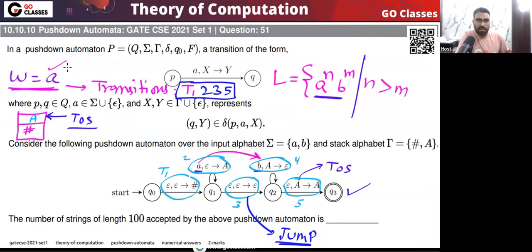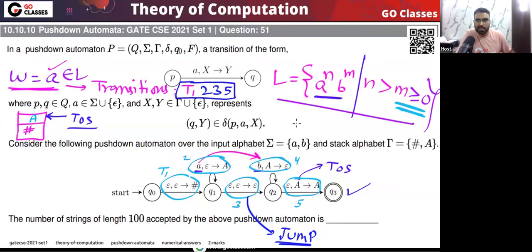Is this point clear? Please tell me. So remember, this belongs to L. That is the reason I can say m is greater than or equal to 0. So this is your final language. Did you understand? This is the complete analysis of this PDA. The language will be A power n, B power m, where n is greater than m, and m is greater than or equal to 0. Did you understand why m is greater than or equal to 0?